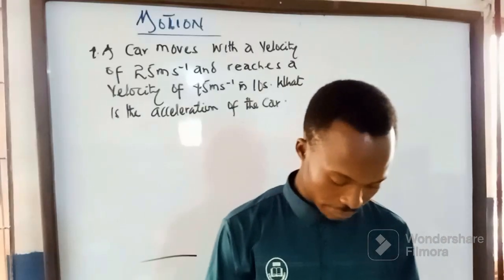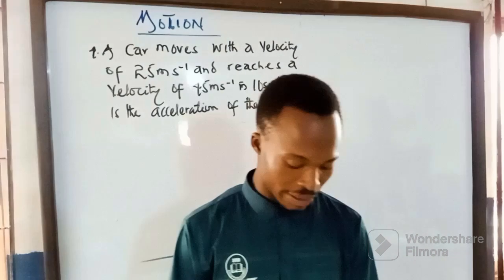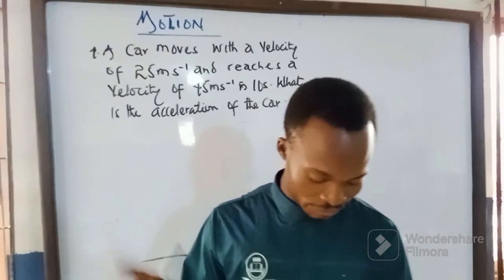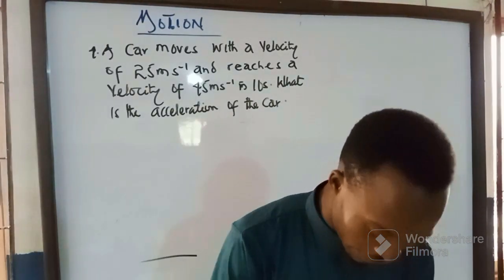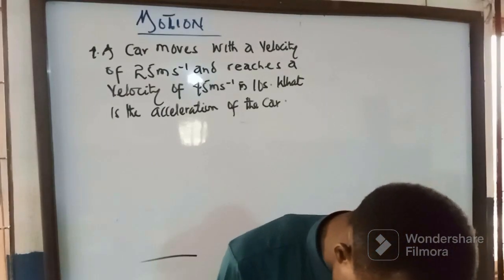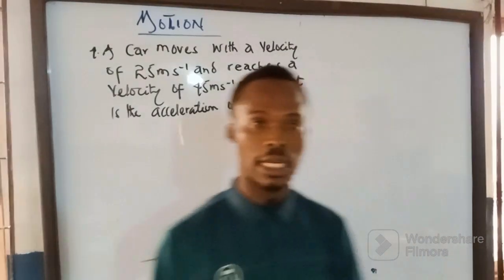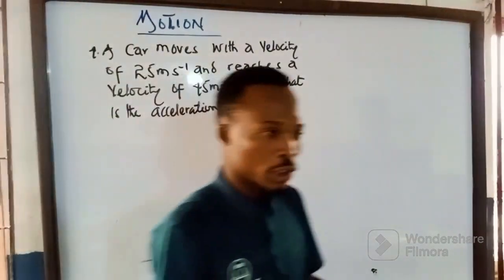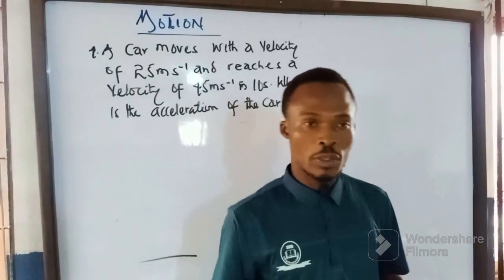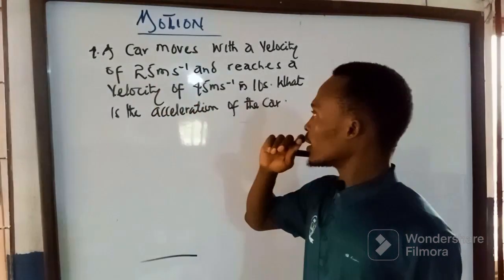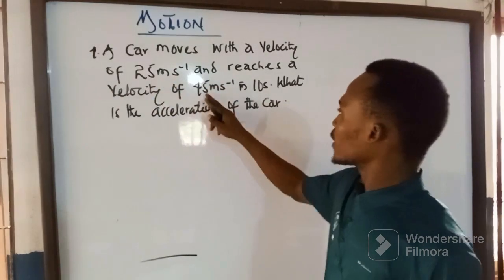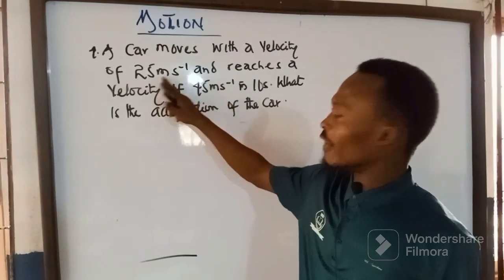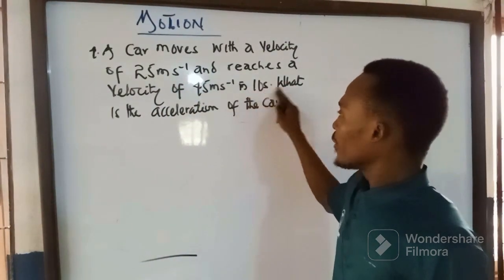It says that a car moves with an initial velocity of 25 meters per second and reaches a velocity of 45 meters per second in 10 seconds. What is the acceleration of the car? Here, the car is moving first with an initial velocity of 25 meters per second. Then it increases its velocity to 45 meters per second. The time it takes to increase the velocity from 25 to 45 is 10 seconds. Then what is the acceleration?